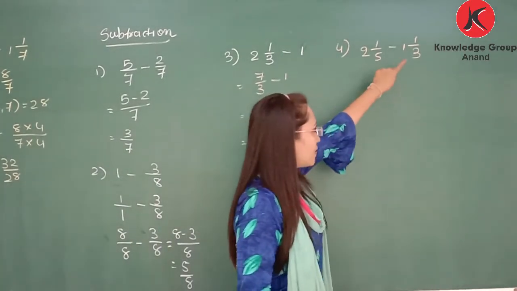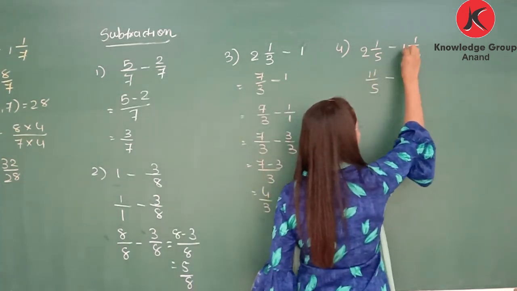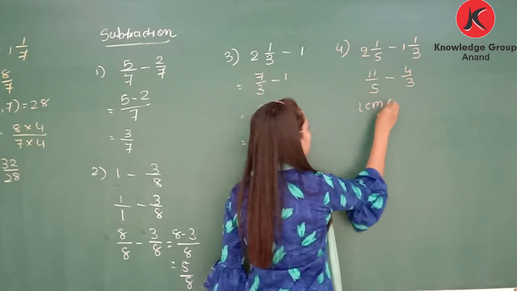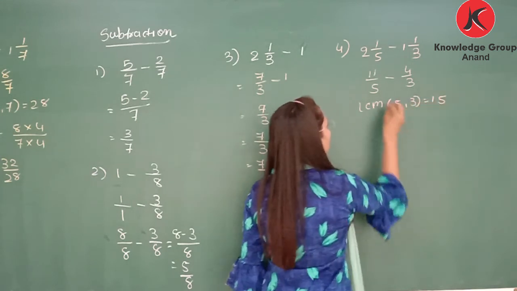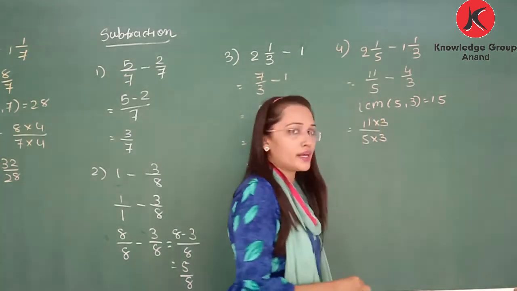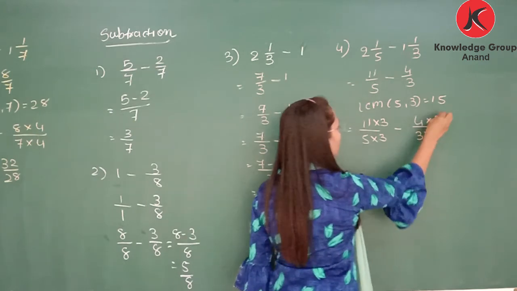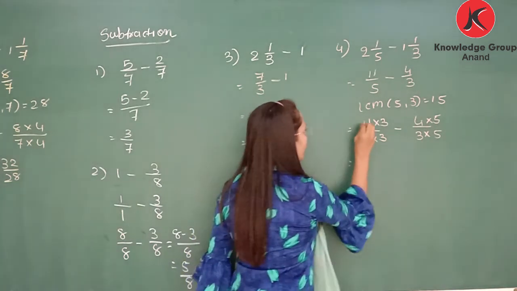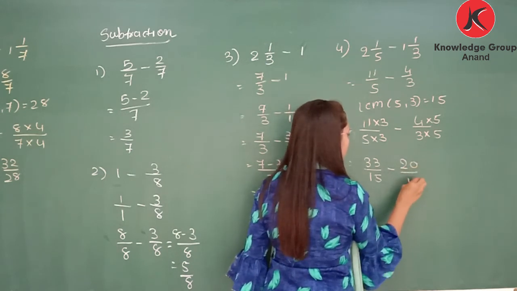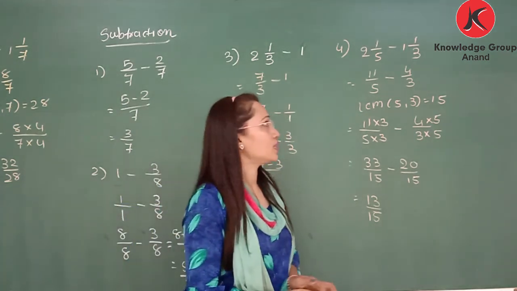2 1 by 5 minus 1 1 by 3. 5 2s are 10 plus 1, 11 by 5, minus 3 1s are 3 plus 1, 4 by 3. Now the LCM of 5 and 3, that is 15. So here 11 by 5 is multiplied with 3 in the numerator and denominator, and 4 by 3 is multiplied with 5 and 5 in the numerator and denominator. So here 11 3s are 33 by 15 minus 20 by 15. So here we will get 13 by 15. This way you can perform the subtraction of fractions.